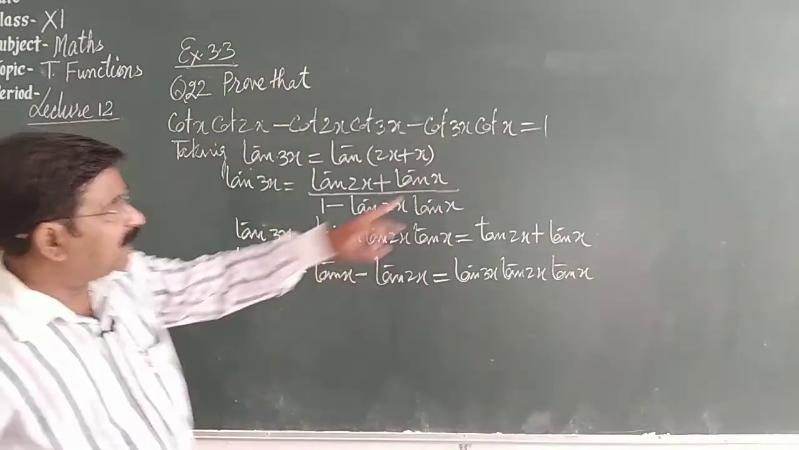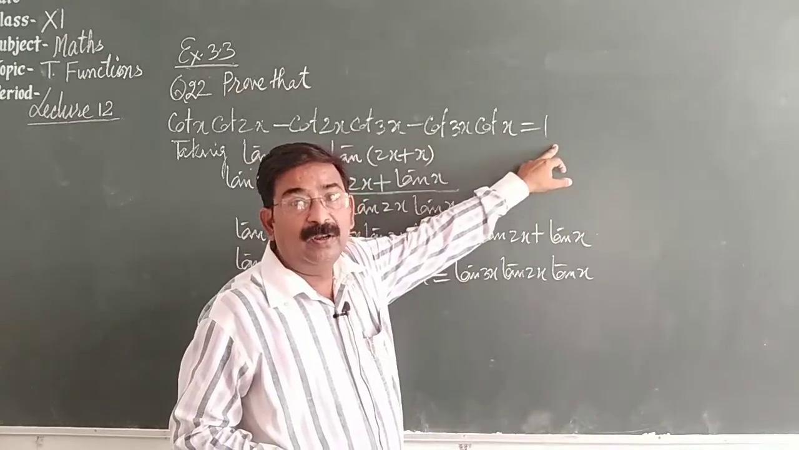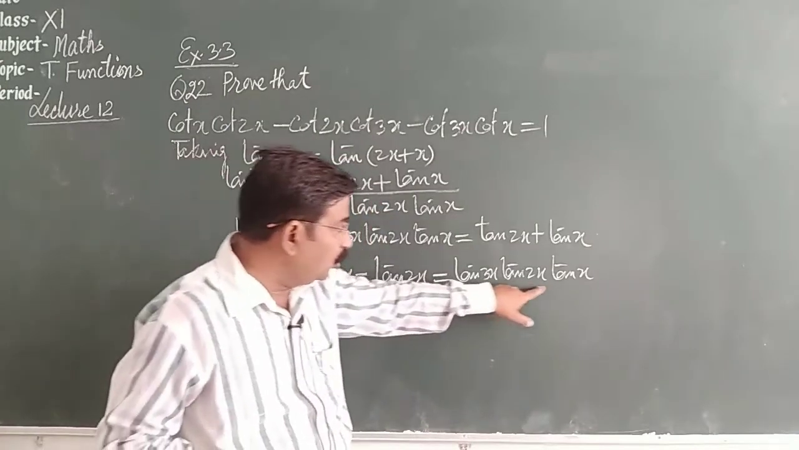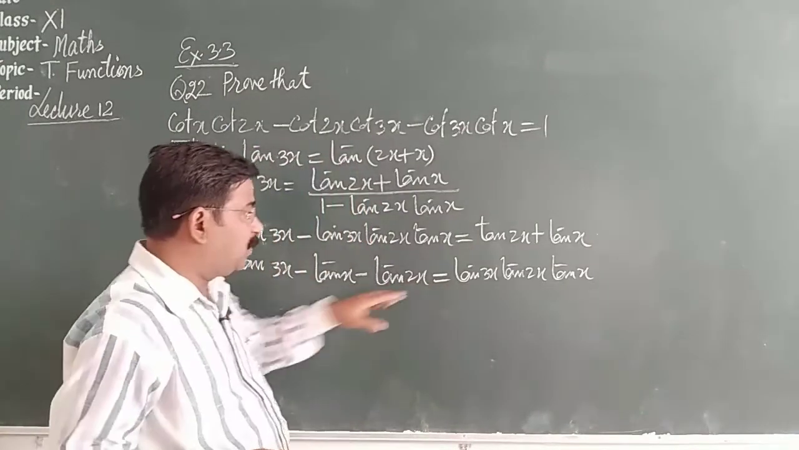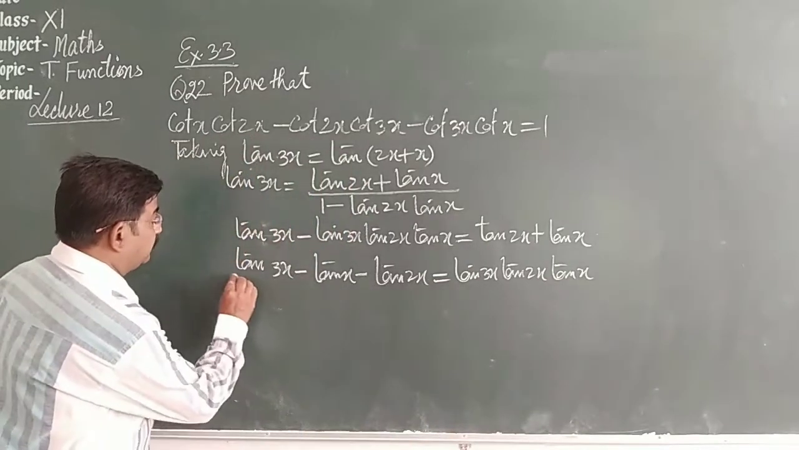See, on the right side we have to bring 1. So on the right side we have to make 1. So what to do? Divide the whole equation by tan 3x tan 2x tan x. Let's see, I am writing.